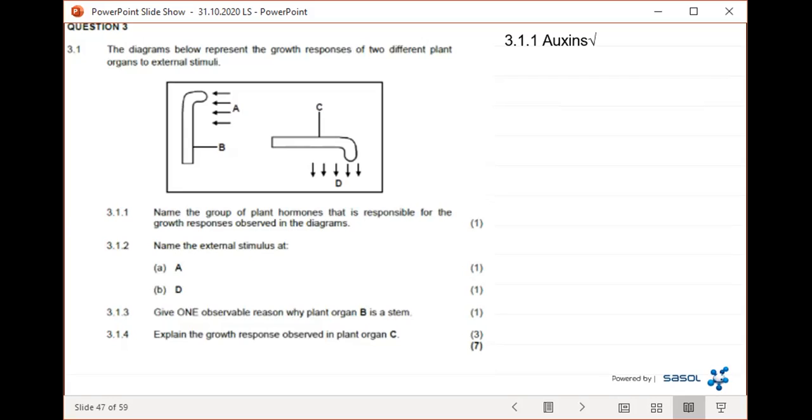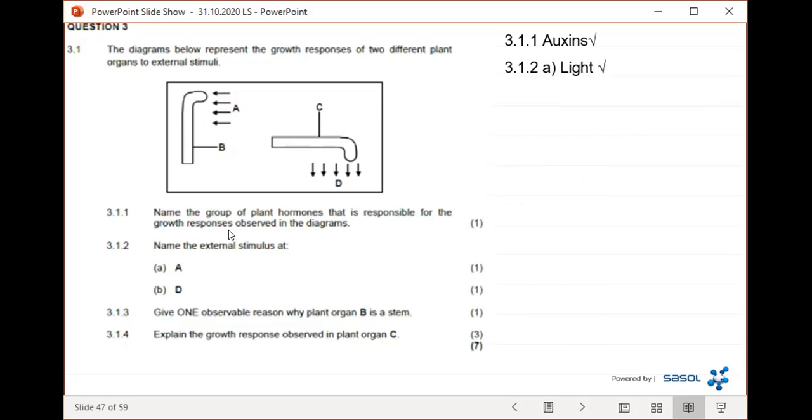Okay, then we move on to question 3.1.2. Name the external stimulus at A as well as the external stimulus at D. So that is for question 3.1.2b. Okay, so at A, we are supposed to name the external stimulus, but because we had already read through all our questions, if we just go to question 3.1.3, it says give one observable reason why plant organ B is a stem. And we see that the stem is bending towards the stimulus A. 1 plus 1 is 2, meaning that stimulus A would be light, right?